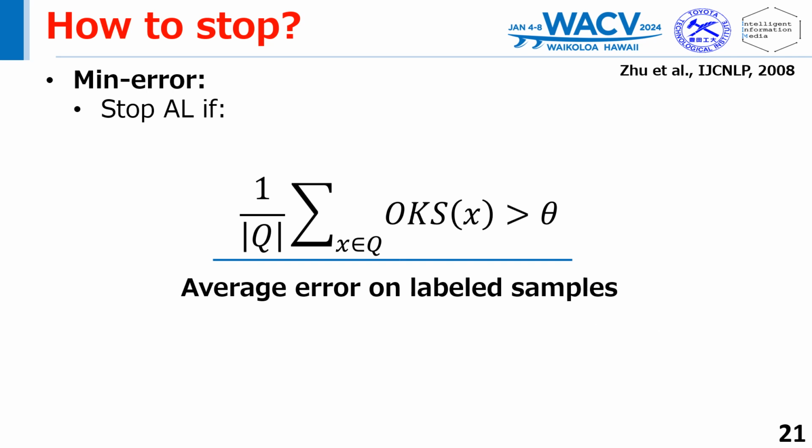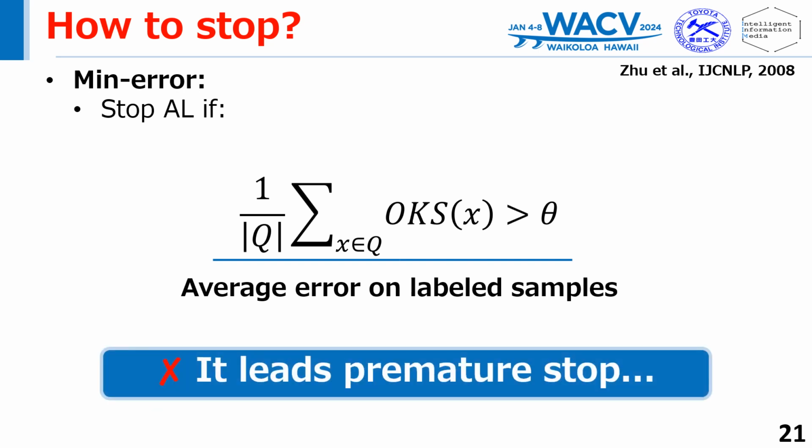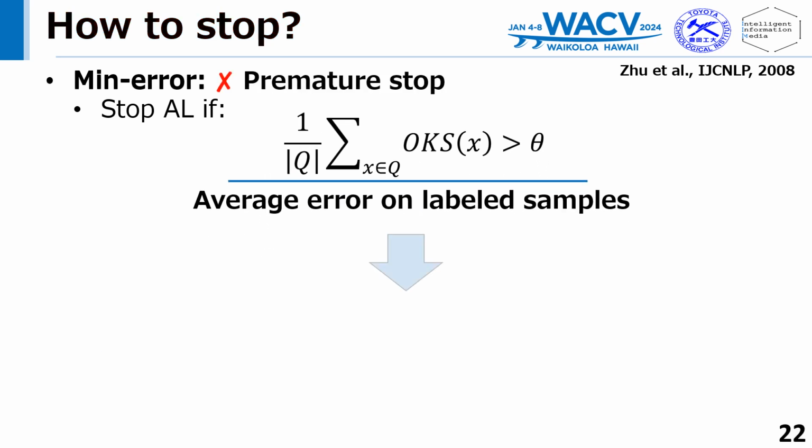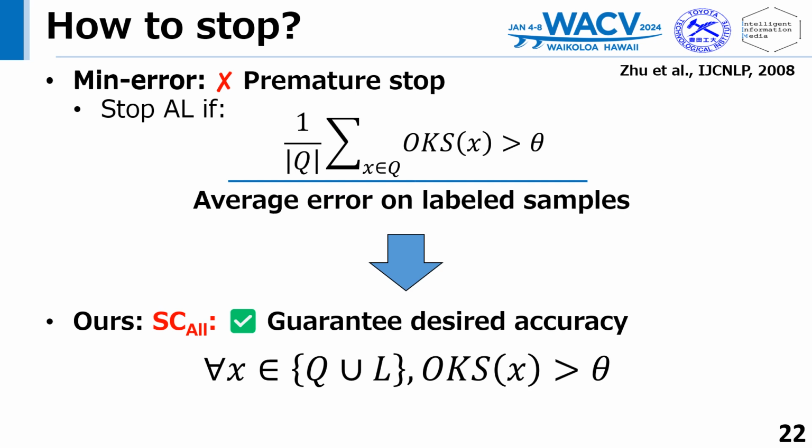To determine the appropriate timing to terminate active learning, mean error was proposed. It stops active learning when the average error on labeled samples exceeds the desired accuracy. However, it cannot guarantee desired accuracy in our setting and leads to premature stop. To address this issue, we introduce our novel stopping criterion, SCOLD. By guaranteeing desired accuracy on all labeled samples, SCOLD can accurately terminate active transfer learning along with specified performance.